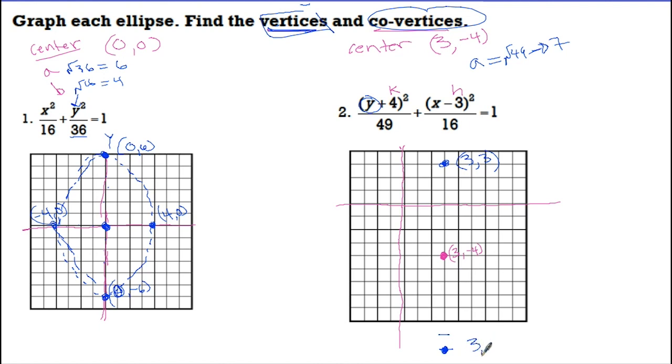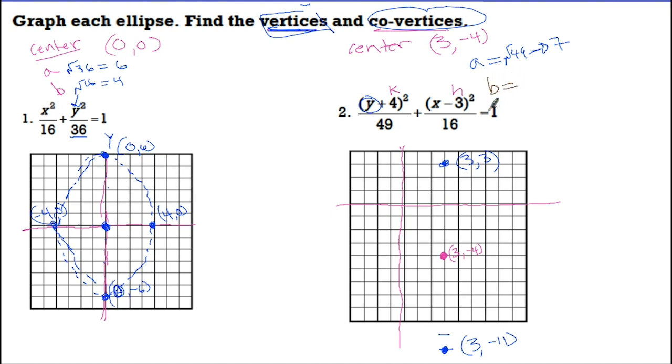And so this is 3, and then 7 away from negative 4. So negative 4 minus 7 is negative 11. So there's my vertices. Now I'm going to use a different color here, and I'm going to sketch my co-vertices.